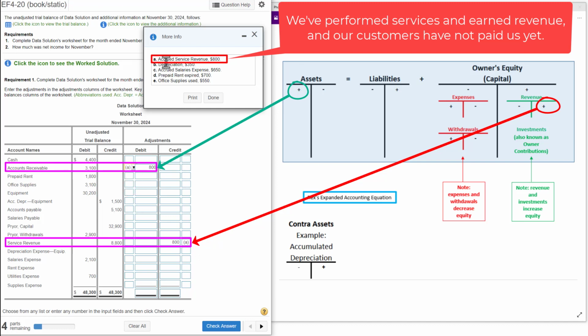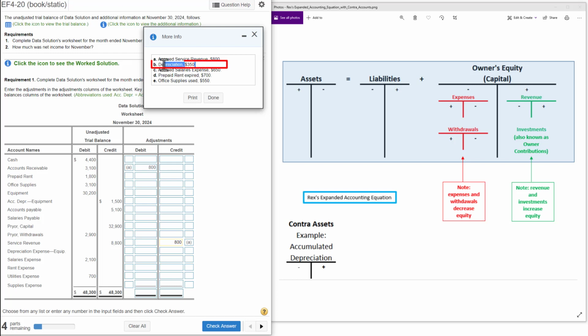So always double check for each of these adjustments. You need to have a debit and a credit that is the same. Next, we've got depreciation. So we don't have to calculate the depreciation in this problem. The authors were nice to us. So we just need to plug in the $350 of depreciation.